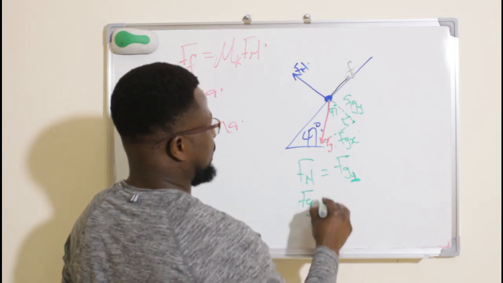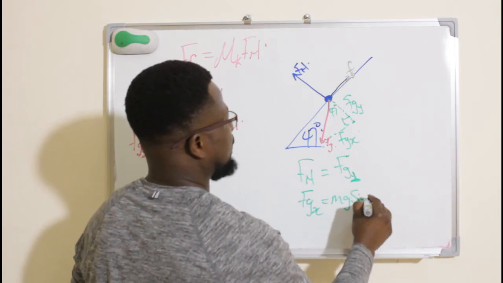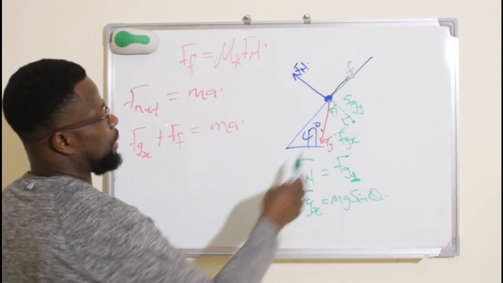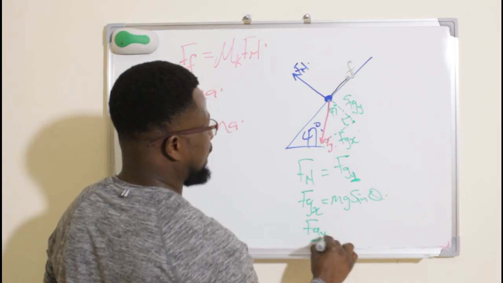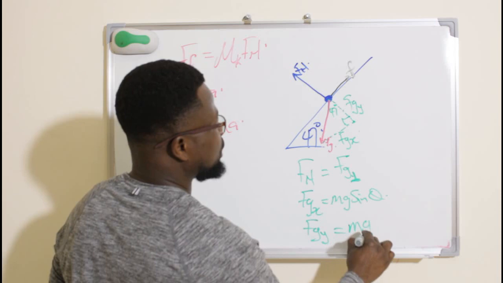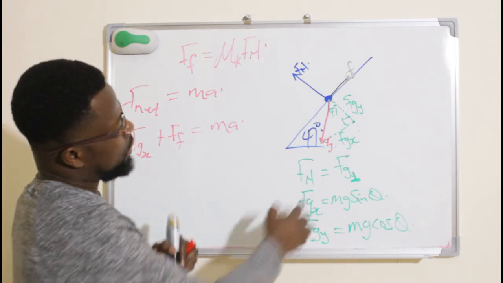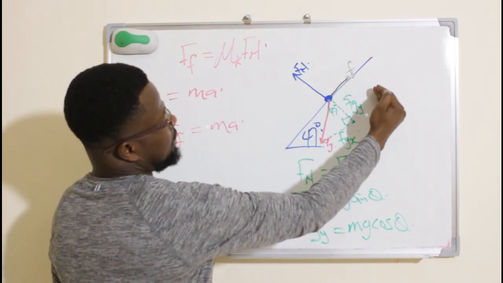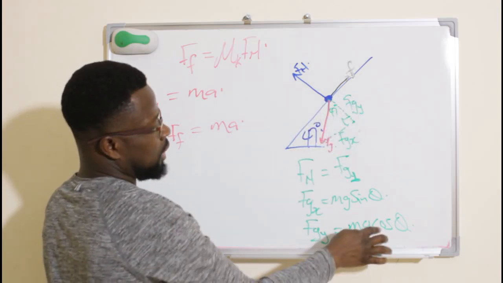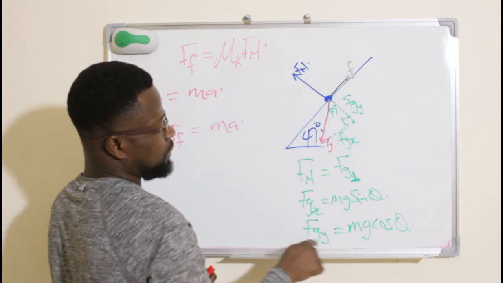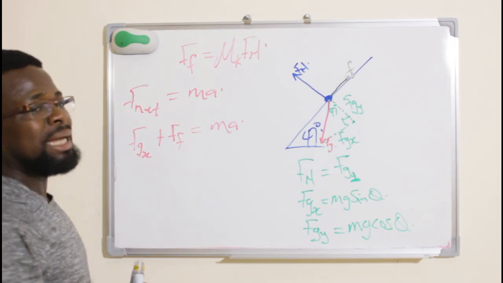For the parallel component, we've already done that before, and that is mg sine theta. So what is going to be the perpendicular component? The perpendicular component, which is the FGY, is simply mg cos theta. In case you are not aware of that, look here. We can see this is the adjacent, and if this is adjacent and this is hypotenuse, then we have to make use of the cos. That's the reason why I made use of the cos for the perpendicular component of the weight. Okay, so we have gotten that part.